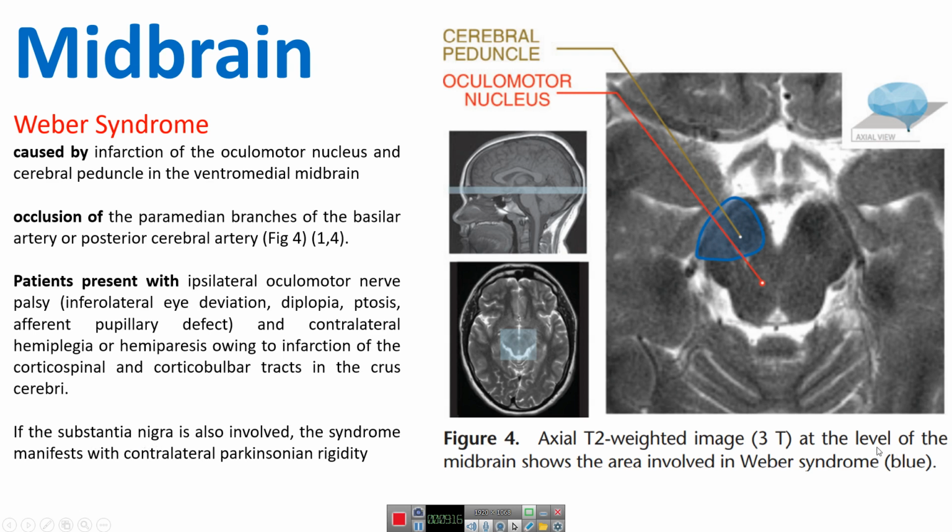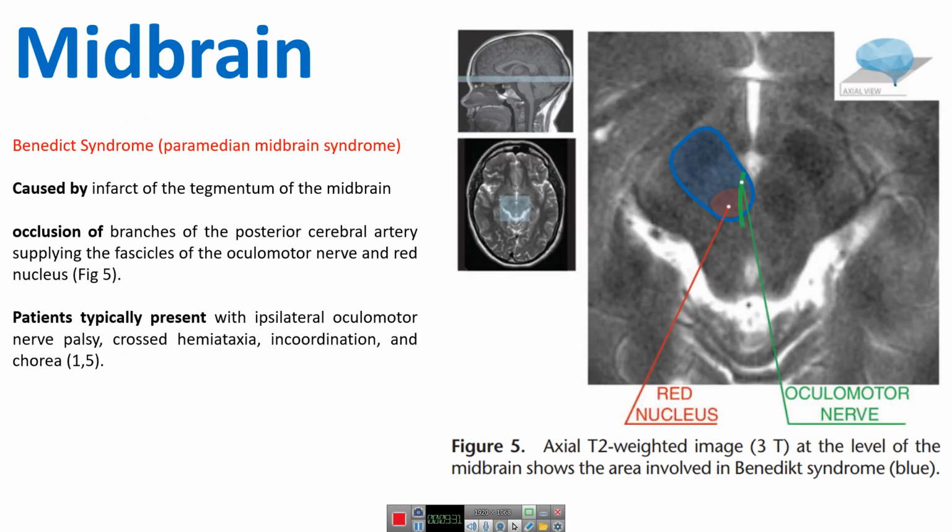This diagram representing the level of the midbrain shows the area involved in Weber syndrome. This blue area in the Weber syndrome is mainly hemiplegia in addition to oculomotor nerve affection. The second syndrome is the Benedict syndrome, or what's called the midbrain syndrome. It is due to infarction of the tegmentum of the midbrain.